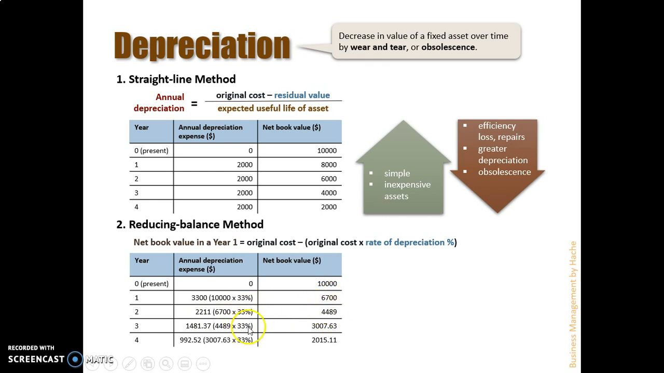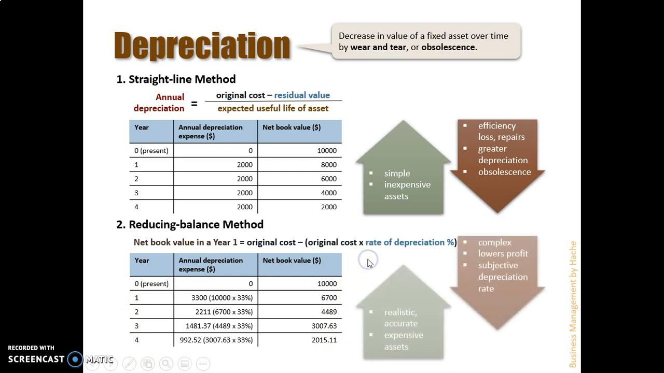Go down here, get the 33% of this last net book value, get the new annual depreciation, subtract it again. Same calculation, get the 33% of the last net book value, you subtract it, and finally you get the last net book value for year four, considering this asset lasts for four years.